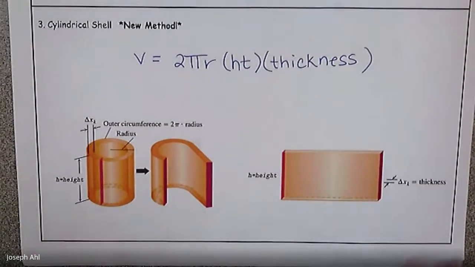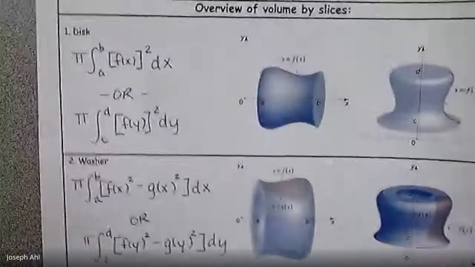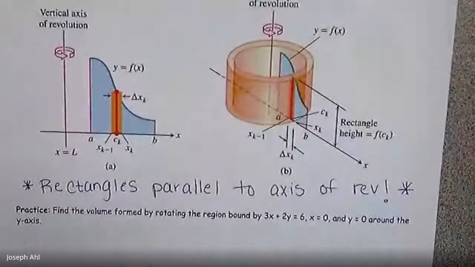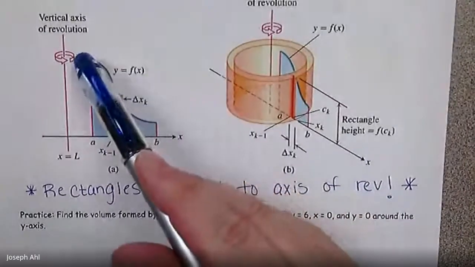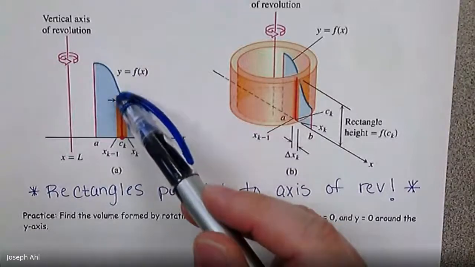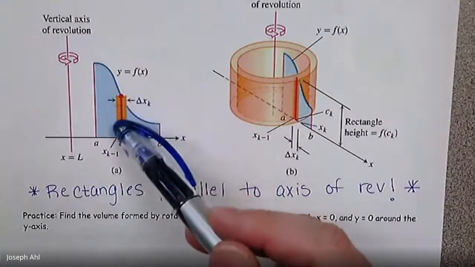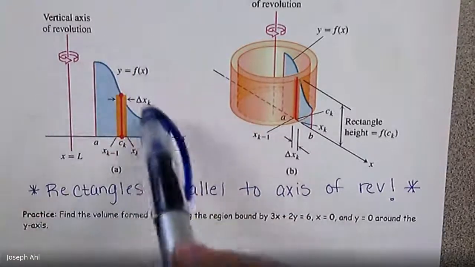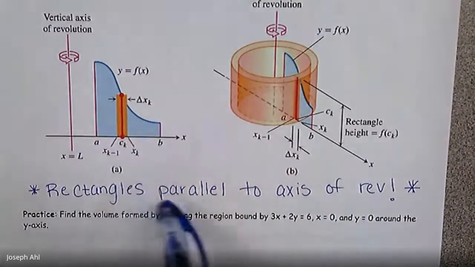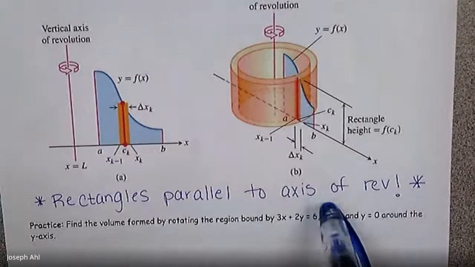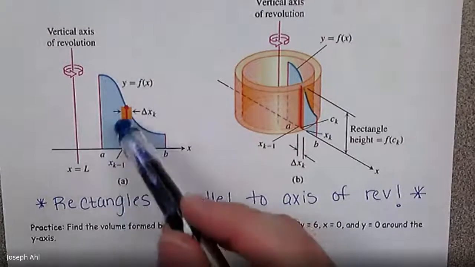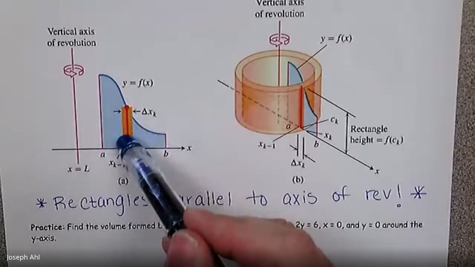But I think the next page also has some good diagrams to refer to in terms of taking this plane surface here. If you want to spin it around a vertical axis of revolution, the thing that's unique to cylindrical shells is when you draw that rectangle in and you spin it around the vertical axis, notice how the rectangle that's drawn in is parallel to the axis of revolution. Whereas our other two techniques, disc and washer, when you draw the rectangle in, it's perpendicular to the axis of revolution.